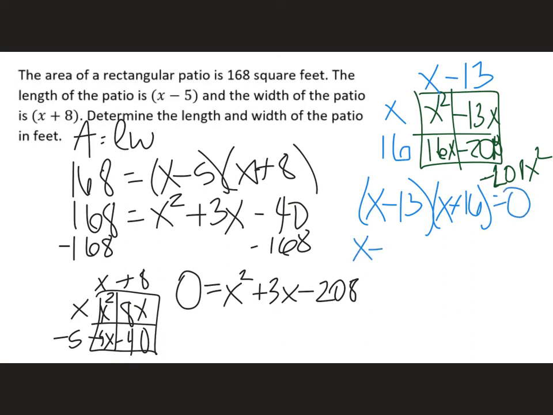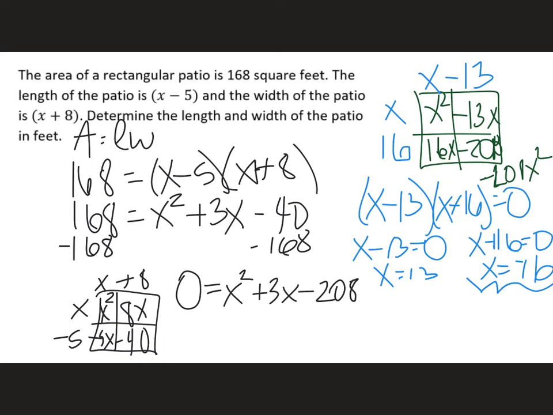Now here we're going to get x minus 13 equals 0 or x plus 16 equals 0. So the two zeros would be 13 and negative 16. In this scenario, if x were 13 and I use that for length and width, I would end up with positive numbers. So 13 minus 5 is positive, 13 plus 8 is positive. But if I use negative 16, minus 5 is negative, negative 16 plus 8 is negative, and having negative dimensions on a rectangle does not make sense. So although this is a solution to the quadratic, it is not a reasonable solution to the actual problem. So I want to go with my positive solution.